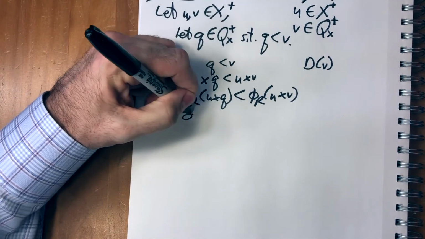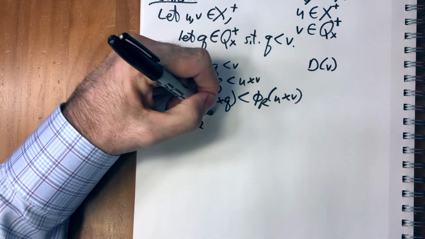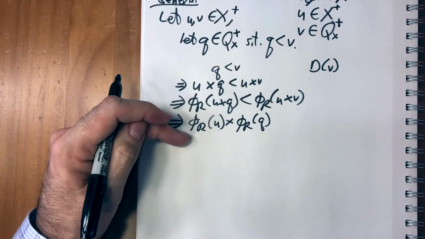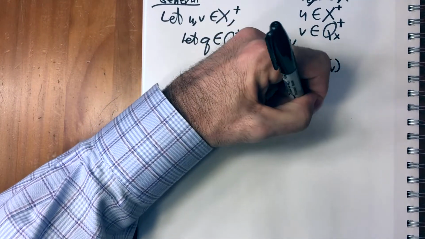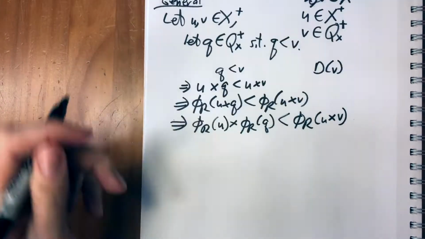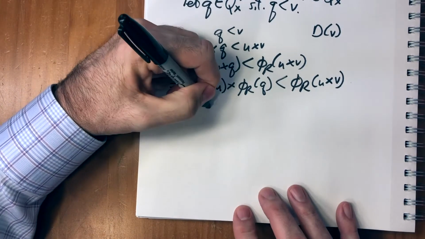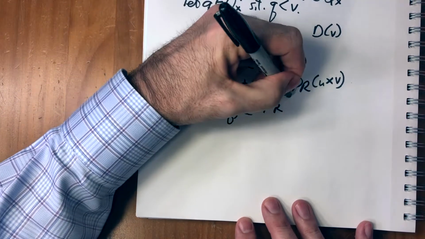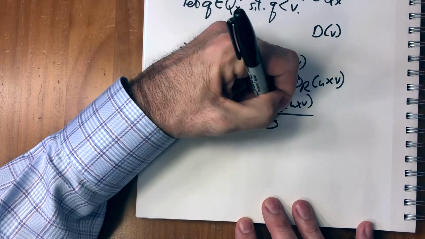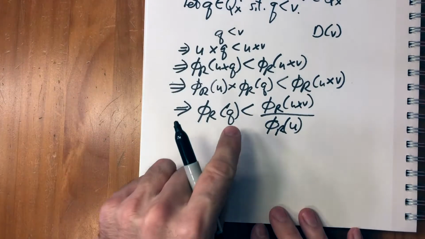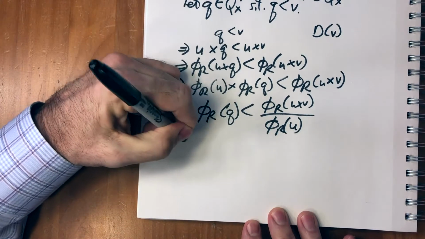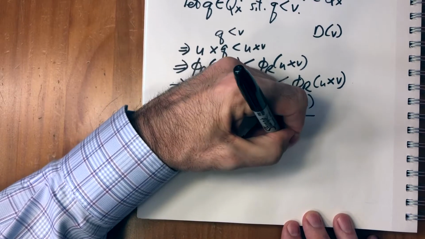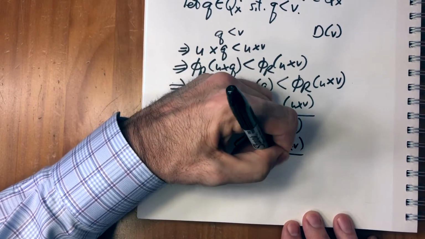So we can rewrite this now, because we just showed that this equals u times phi_r(q), that's what we just showed, is less than phi_r(u times v). Then we can just divide both sides by u, and we have that phi_r(q) is less than phi_r(u times v) over phi_r(u). And finally, since q is rational, we can change that to phi_q(q) is less than phi_r(u times v) over phi_r(u).